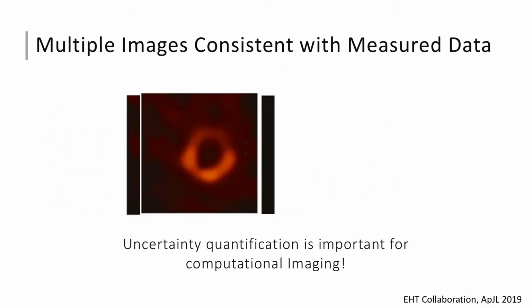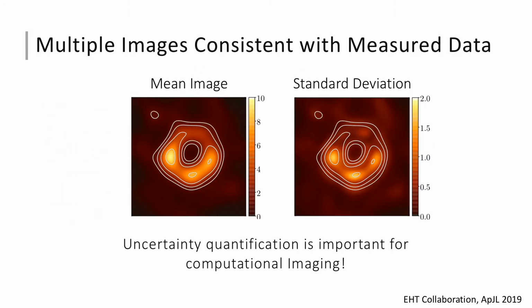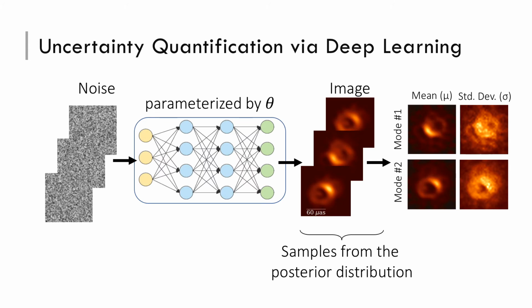But this is not simple. It took astronomers from the Event Horizon Telescope several months to investigate all possible reconstructions and compute the reconstruction mean and standard deviation of the first black hole picture. In this talk, I will introduce a newly developed deep learning approach that can achieve efficient uncertainty quantification.